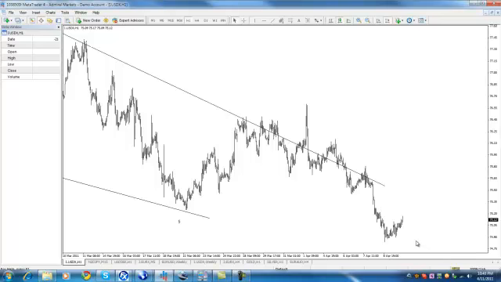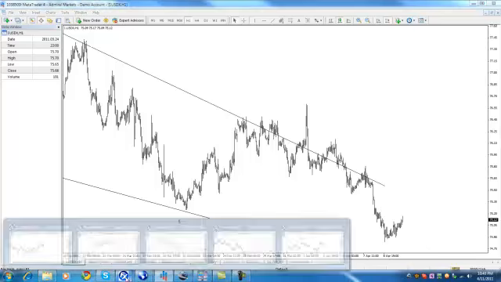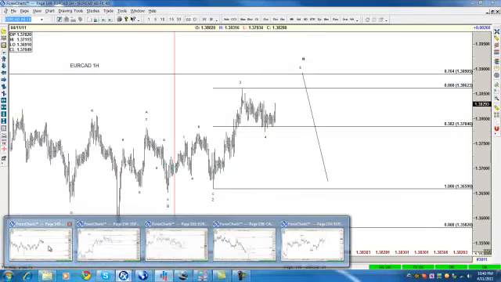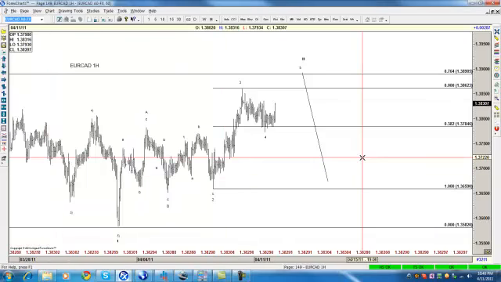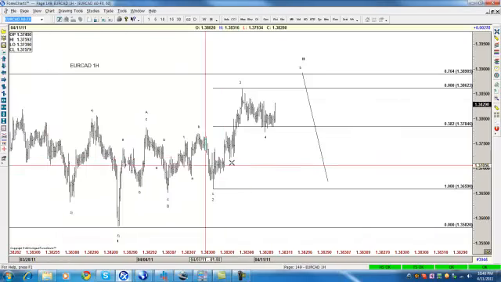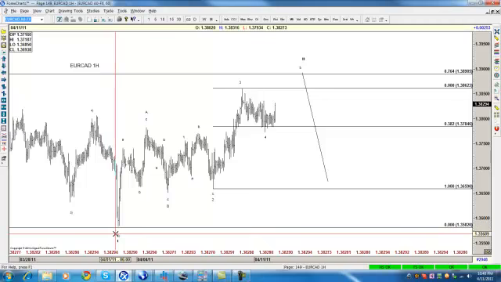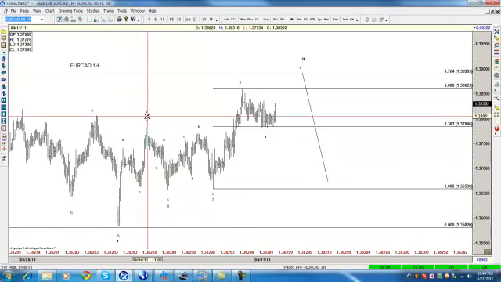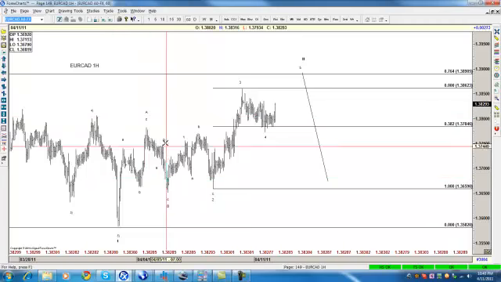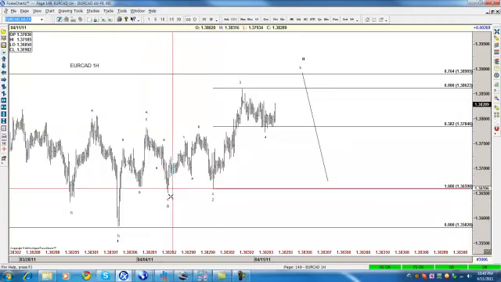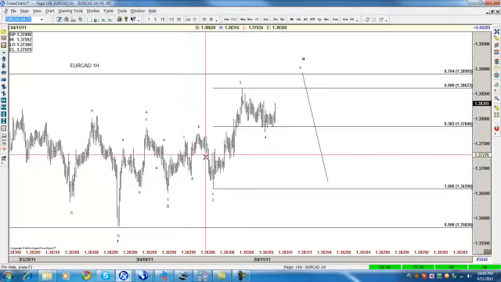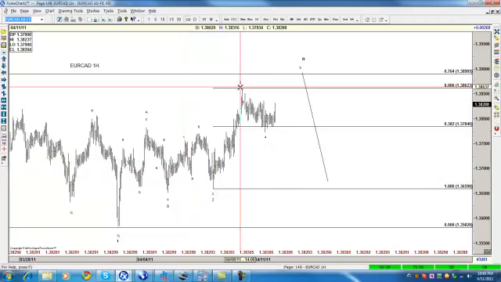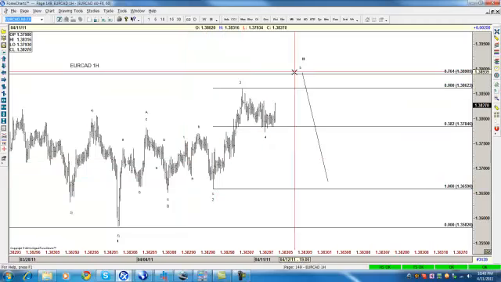Alright, guys, very easy right there. Now let's move on to the individual pairs. Let's start with the EuroCAD. The EuroCAD looks like it did some type of flat, in the way that it did 1 2 3 A B C, and then it looks like it did 1, another flag right here, 3 4 and a 5.